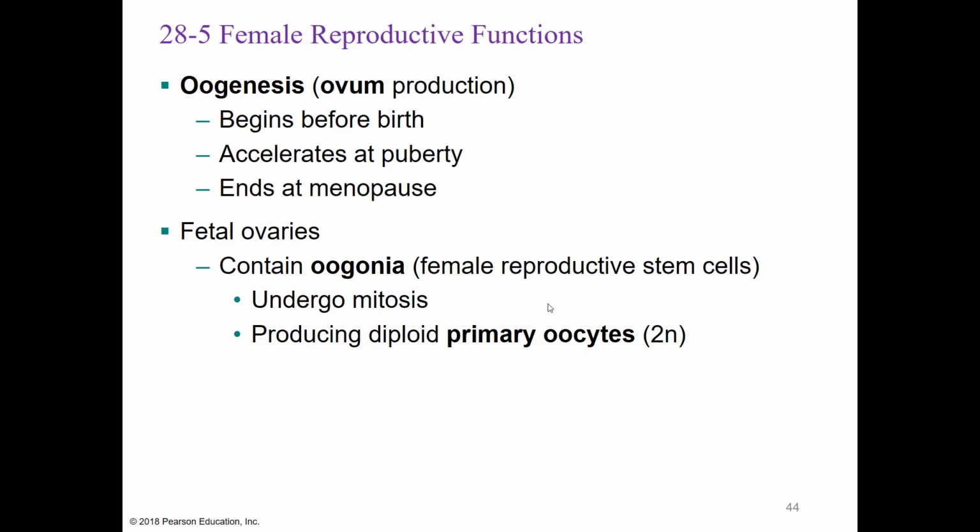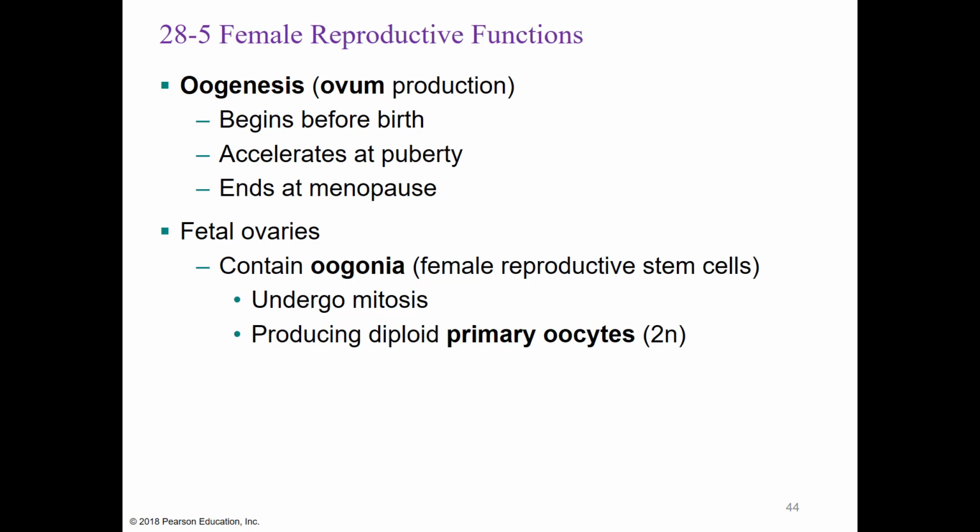So let's move into oogenesis, which is one of the two cycles we're going to talk about. And oogenesis is ovum production. It's going to begin before birth, so this is different than it is in males. In males, sperm production is going to occur later, but in women, this is going to begin before birth. It'll accelerate at puberty and end at menopause.